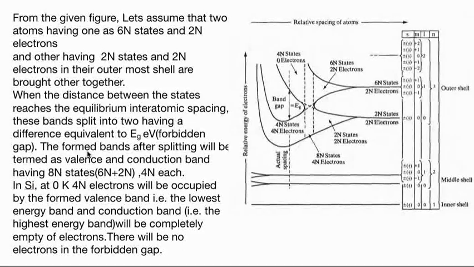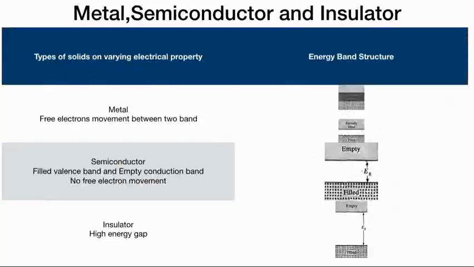In silicon at 0 Kelvin, 4n electrons will occupy the formed valence band, that is the lowest energy band, and the conduction band will be completely empty of electrons and there will be no electrons in the forbidden gap. Metal, semiconductor and insulator.